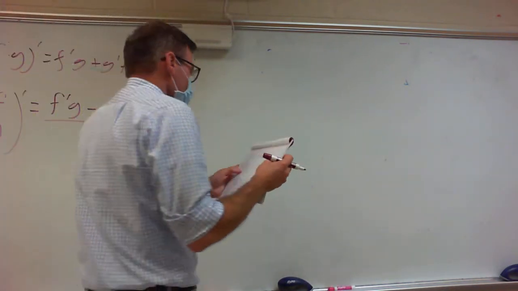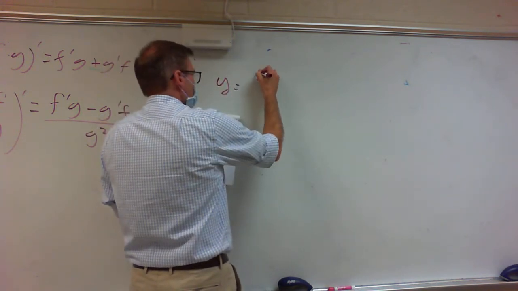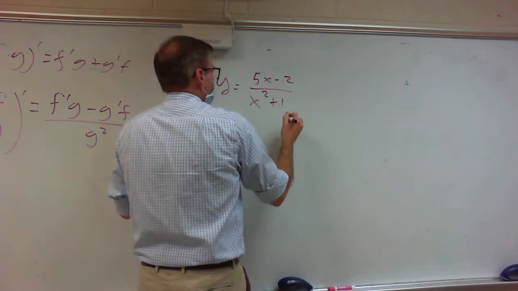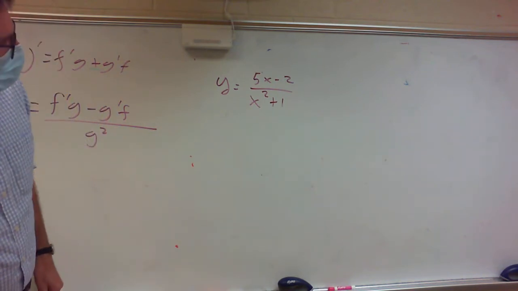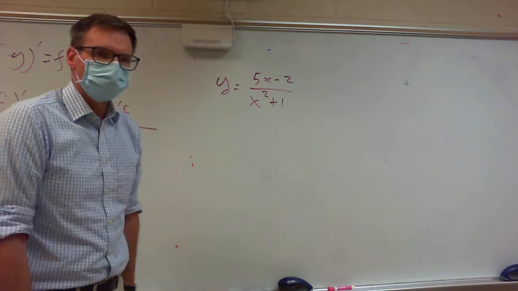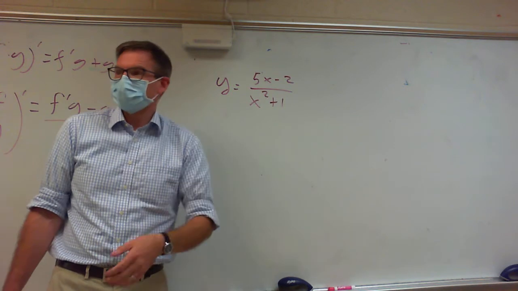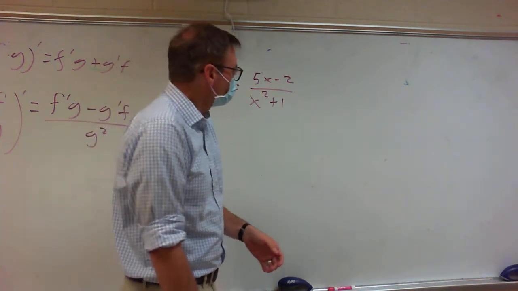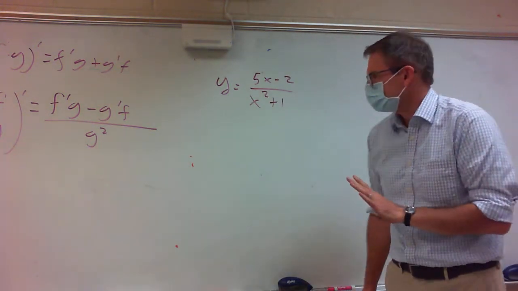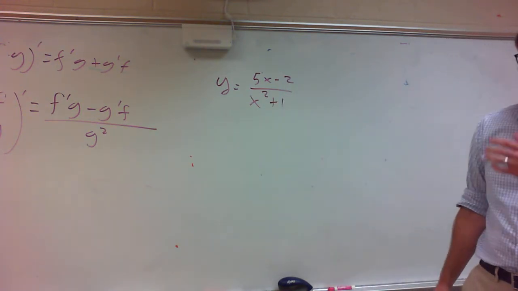Let's say I have y equals 5x minus 2 over x squared plus 1. Now, I clearly have a fraction, right? Because when you have a fraction, I actually need to be careful how I say this. But in this case, I've got a fraction, so I'm going to use the quotient rule.